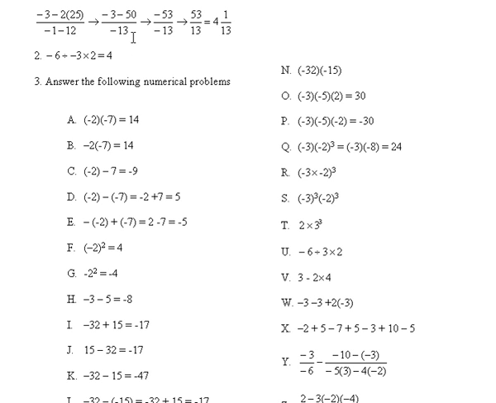On this problem, do what's in the parentheses first. A negative 3 times a negative 2 is 6, so we'd actually have 6 cubed. And 6 cubed, I believe, is 216.